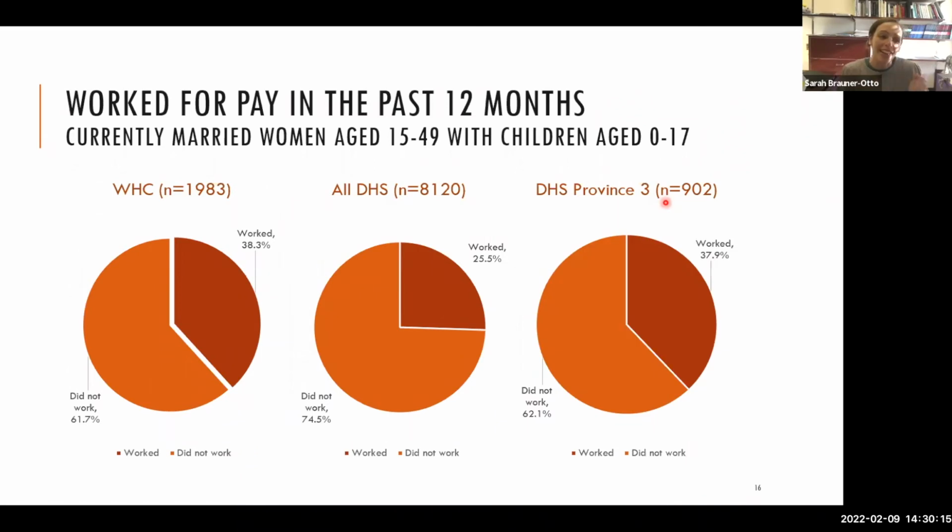If we compare our work history calendar information to the Nepal DHS for province 3, we see much more comparable results. So they found that 38% of married women of this age group had worked for pay in the past 12 months, and we also did. Great.